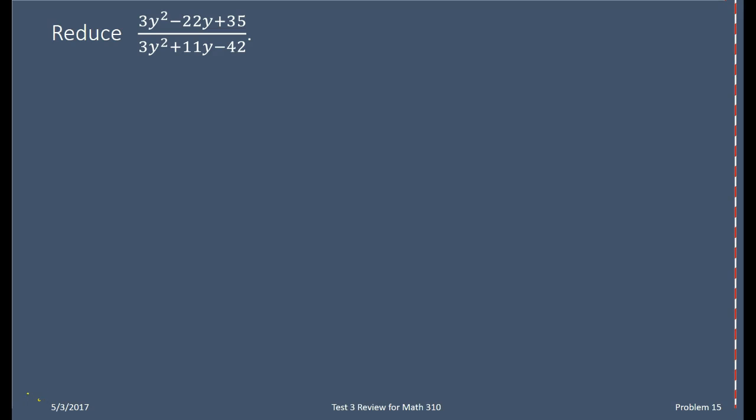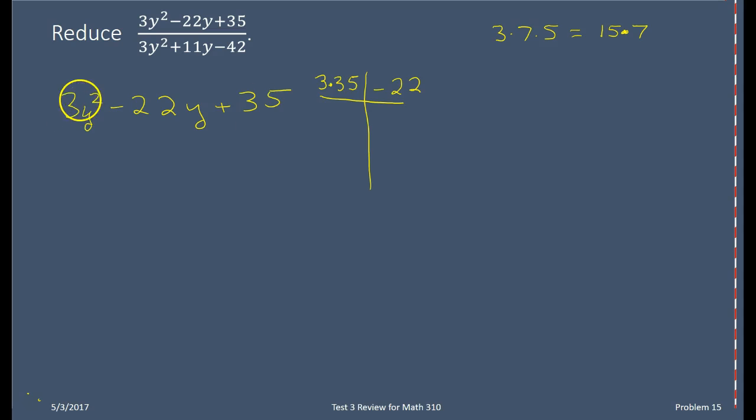Okay, to reduce rational expressions, then you just need to be able to factor them. And factoring these, you have to use grouping. So let's go ahead and do this one. I need to multiply 3 by 35. I'm not going to actually multiply it, and I'll show you why in a minute. And then I need those two numbers that multiply to that to add to negative 22. So I know they need to be negative numbers because they have to multiply to be a positive but add to be a negative.